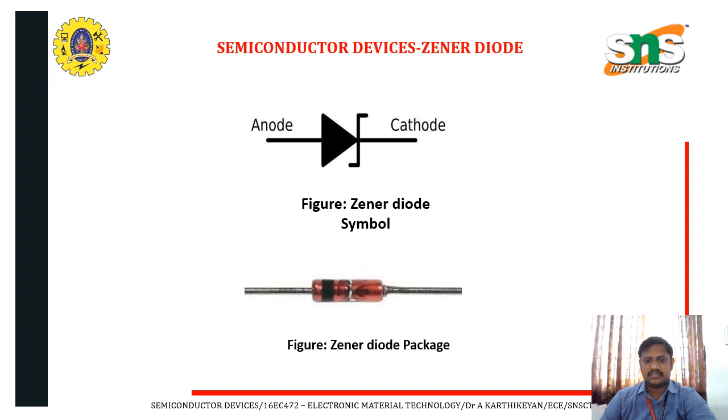So this is the physical symbol of the anode and the cathode. We have the Zener diode symbol. Here we have the Zener diode packaging. In that we have used semiconductor materials. We have a two-terminal device. Here it is the anode and the cathode. This terminal is called the anode terminal. This is the cathode terminal, because only negative potential is applied here. So this is the semiconductor device, the Zener diode, that we use.